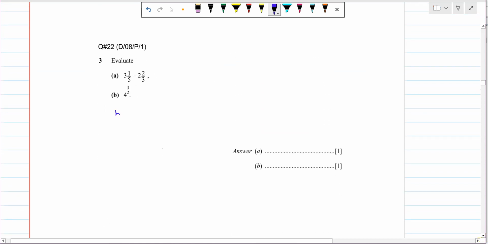4 to the power 3 upon 2. 4 to the power 3 divided by 2. 4 is what? 4 is 2 power 2. 2 and 2 cancel, so 2 cube is 8. Next one.